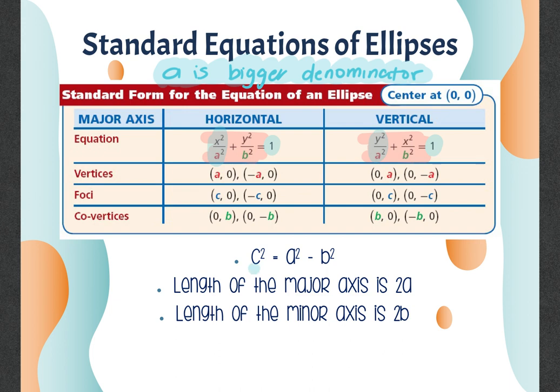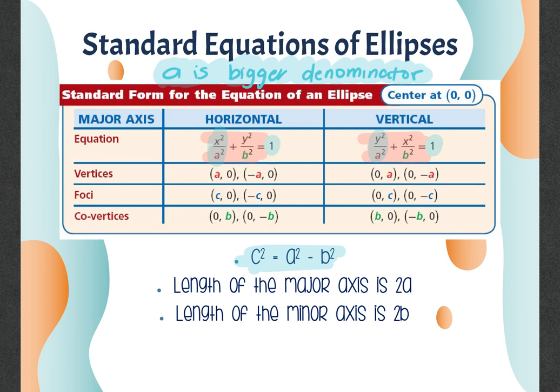The relationship with A, B, and C is that C squared equals A squared minus B squared. So it's similar to your Pythagorean theorem, but not the same, because in the Pythagorean theorem we add them. C squared equals A squared minus B squared.